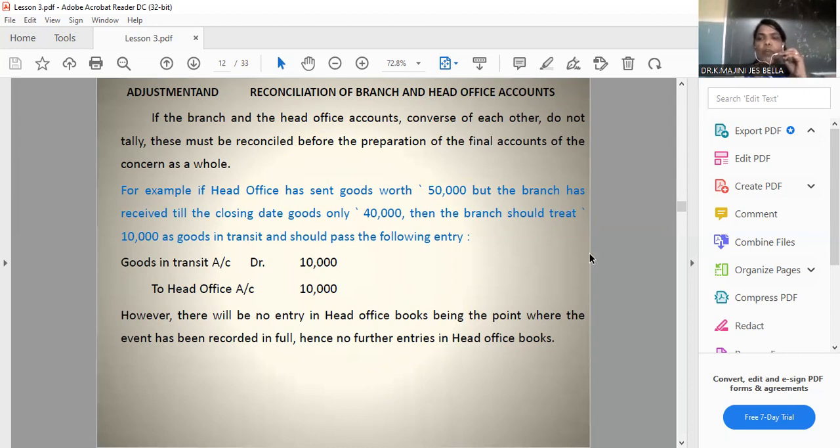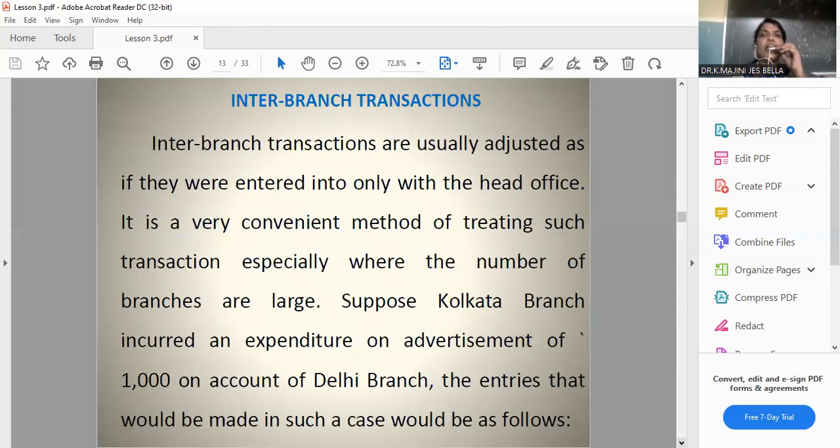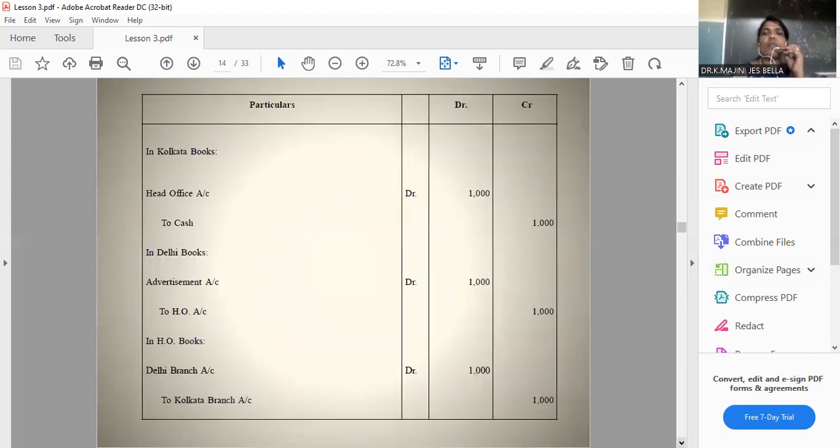Okay. So then we'll move to the next one, inter-branch transactions. First, we should understand what we mean by inter-branch transactions. Inter-branch transactions are usually adjusted as if they were entered into only with the head office. It is a very convenient method of treating such a transaction, especially where the number of branches is large. Suppose Kolkata branch incurred an expenditure on advertisement of 1000 rupees on account of Delhi branch. The entries that would be made in such a case would be as follows.